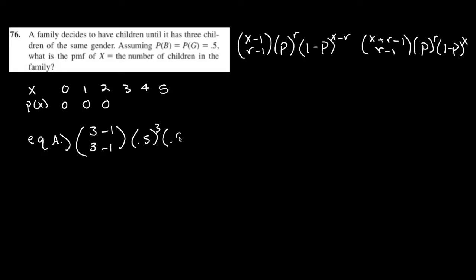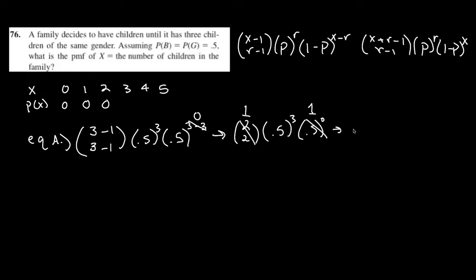Times the probability of failure, which is 1 minus 0.5, which is 0.5. And to the number of trials, which is 3, minus the number of successes. So this is just 0, which is going to bring us to an answer of 2 choose 2, which is just 1, times 0.5 to the power of 3, and 0.5 to the power of 0, which is just 1. So what we actually have is just 0.5 to the power of 3, which is equal to 0.125.